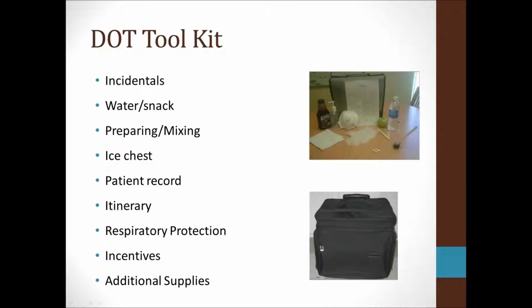The DOT toolkit should be like your mobile office. You can use whatever type of case you want as long as it works for you. Your toolkit should include incidentals, water and snack, preparing and mixing materials, patient record, your itinerary, your respiratory protection materials, incentives, and additional supplies. You should also have an ice chest with you.